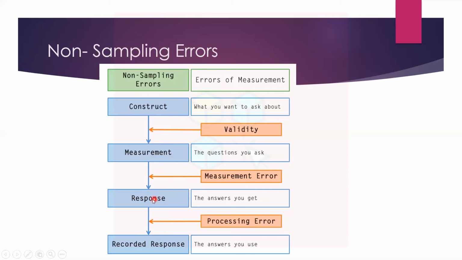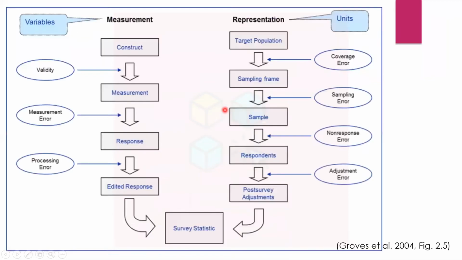And once we get the observations from the respondents, the responses are written in the form of a document, or we can enter the data into an Excel sheet in the computer. Then there may be an error, which is called the processing error. So all these errors are called non-sampling errors.